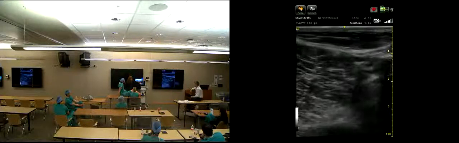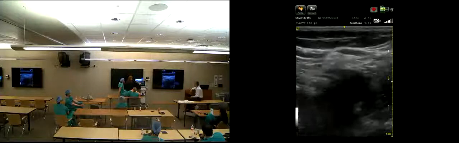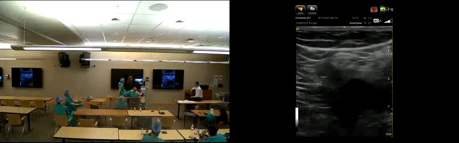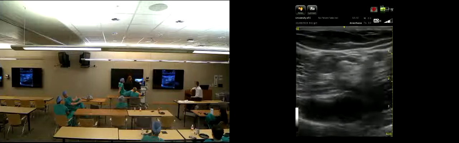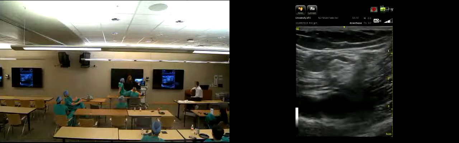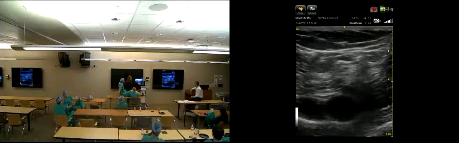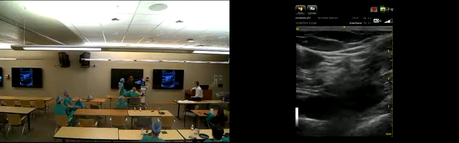Okay. So your common peroneal is going to be coming in from right there. They just split. So this is the picture you're going to want to freeze right there. They're further away from the artery too. Freeze that. A little more up his leg.